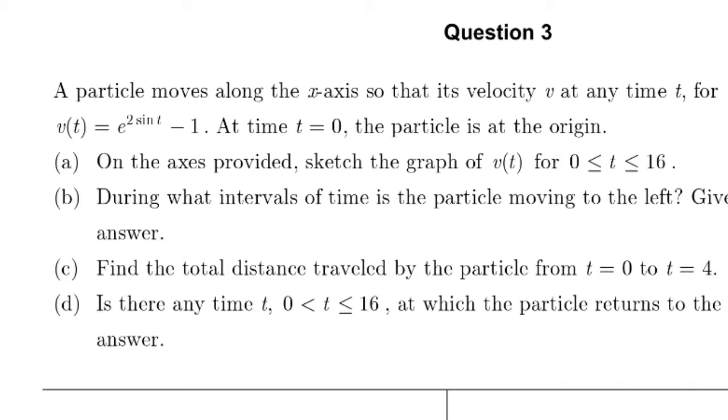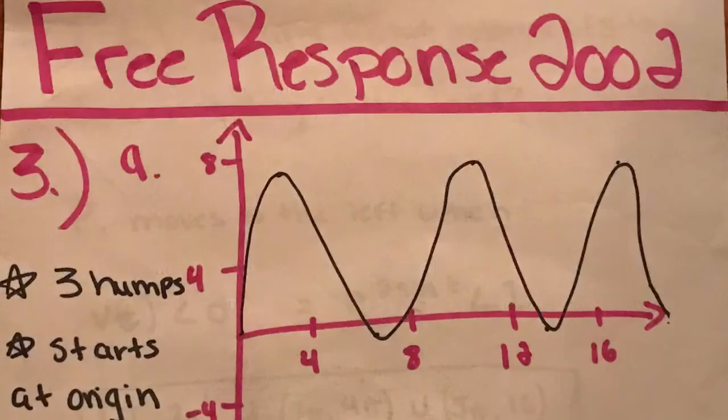A particle moves along the x-axis so that its velocity v at any time t, for 0 less than or equal to t less than or equal to 16, is given by v of t equals e to the 2 times sine t power minus 1. At time t equals 0, the particle is at the origin.